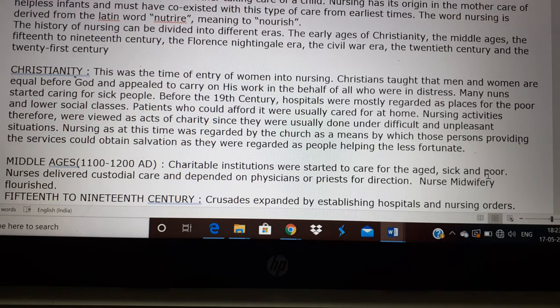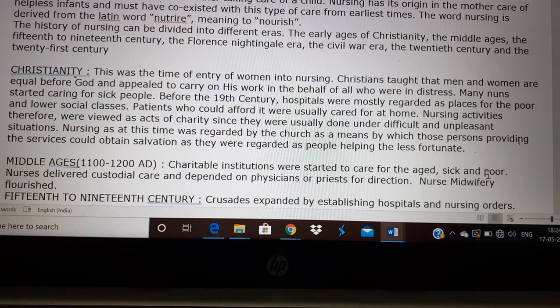First, during the early years when Christianity first came into this world, around 2000 years back, was the time when women started entering into nursing. Okay, at that time nursing was not like present-day nursing as a profession. In those days, the religion of Christianity taught that men and women are equal before God. Most of the other religions did not provide equality to women, whereas Christianity said men and women are equal.